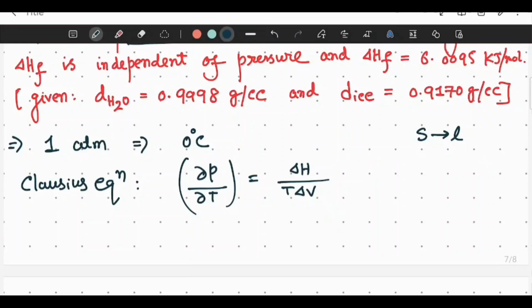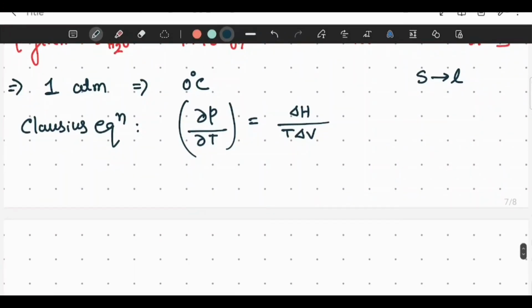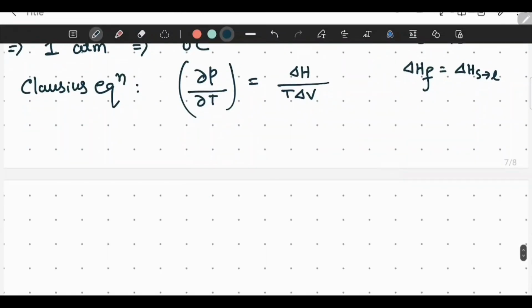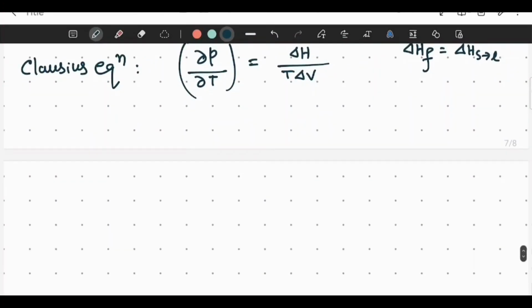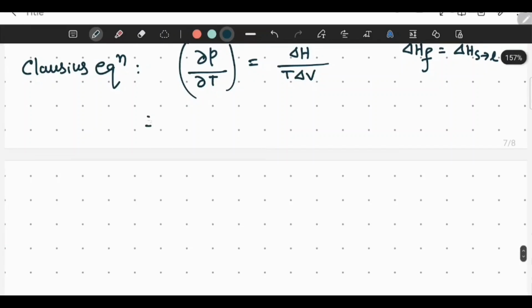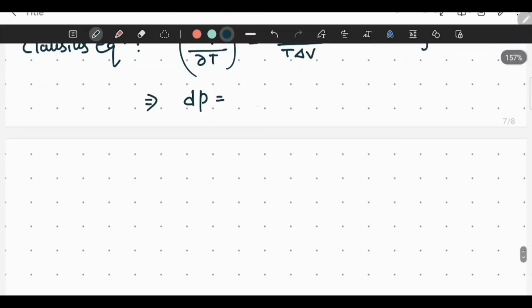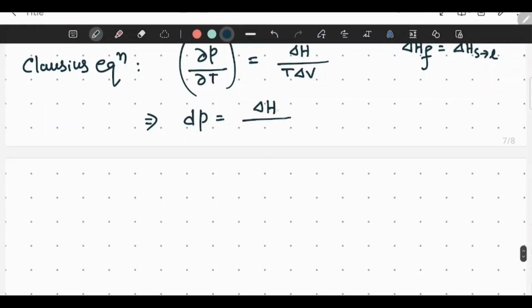So as it is solid to liquid, we have this del H, eventually del H_F, equal to del H for solid to liquid, that we know. Del V we can also calculate. Okay, now we can proceed. How? So dP will be del H by T del V into dT.